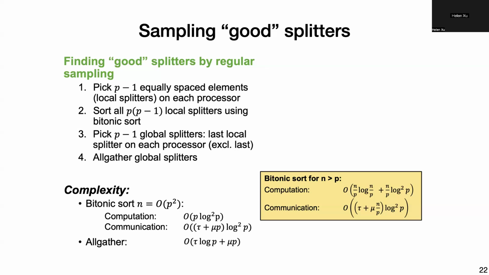This is mu p, and the whole thing is multiplied by log squared p. And then the complexity of the all gather is tau log p plus mu p, because you all gathered, there are p global splitters. So you just plug in p for n in the all gather.